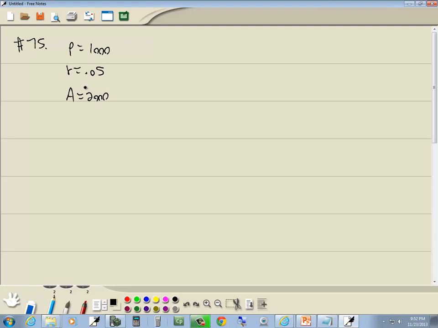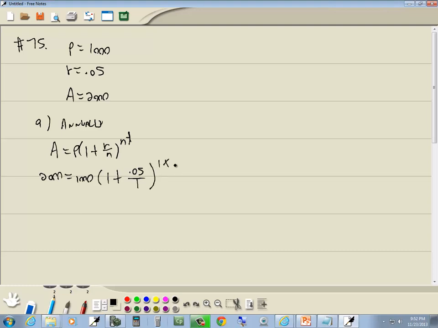When the interest is compounded annually, we've got A is equal to P times 1 plus R over N to the NT power. Now A is 2,000, P is 1,000, and we've got 1 plus R, which is 0.05, and compounded annually means N is 1, raised to the 1 times T power, and T we're trying to find.